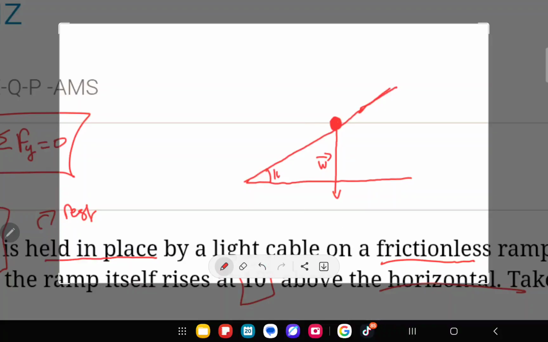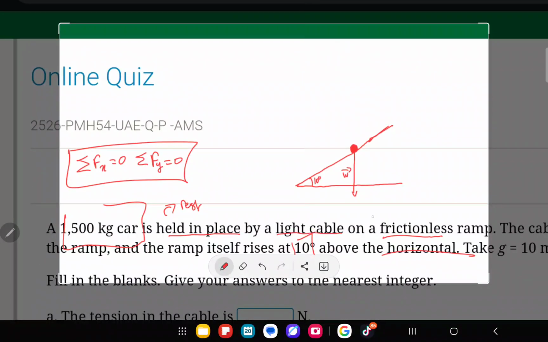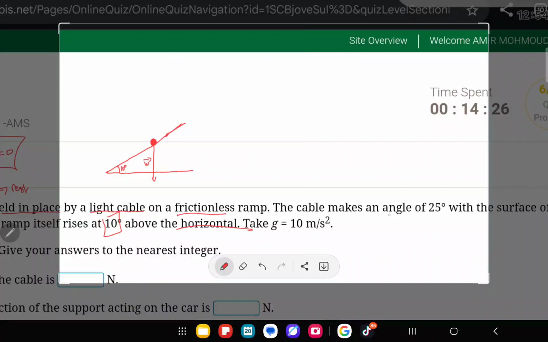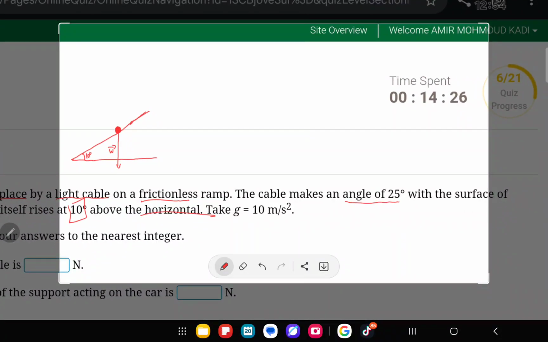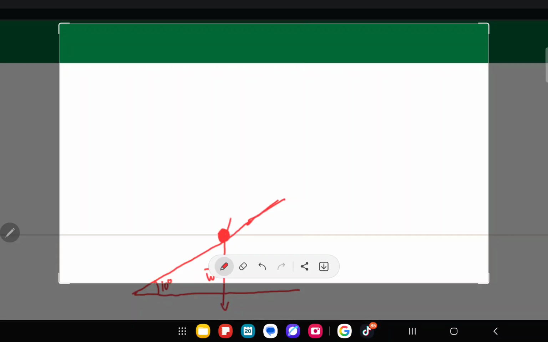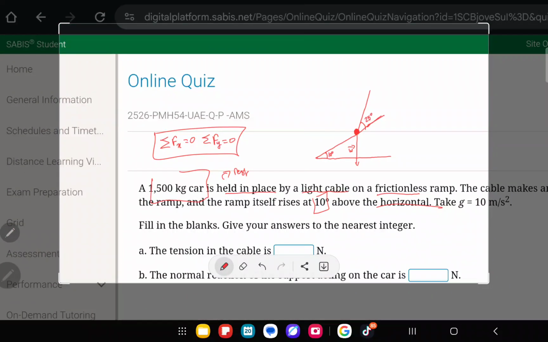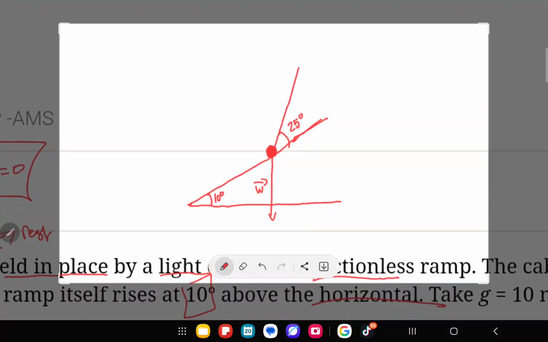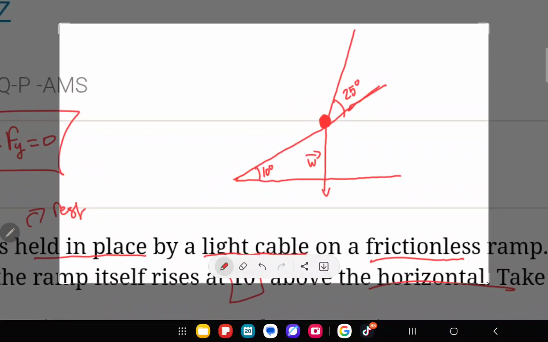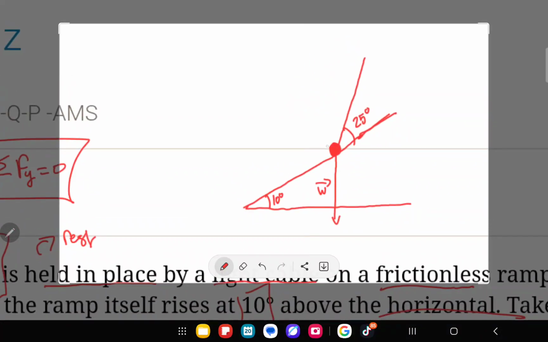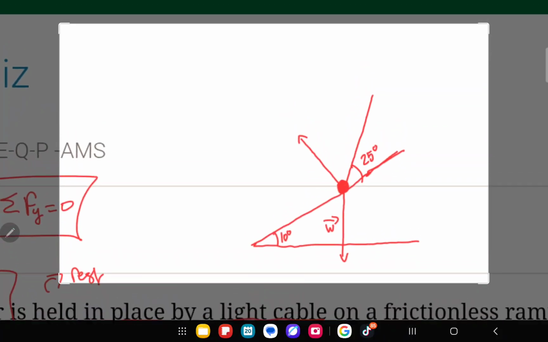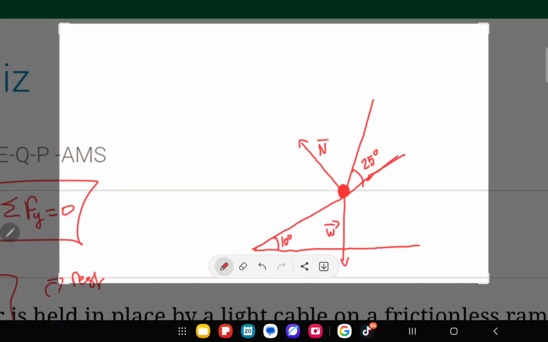They said over here it's 10 degrees. However, there's a light cable on a frictionless ramp holding this car at an angle of 25 degrees along the line of greatest slope. They didn't quite say that, but what I mean is it's making 25 degrees with the ramp. So now we have the angle measures. I haven't written all of the forces acting on this yet. So we have the weight and we have the normal. What we also have is this tension made by the string.